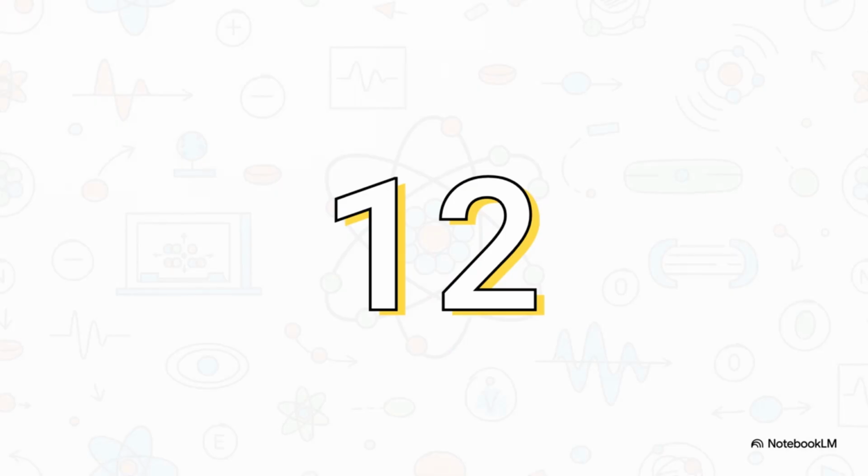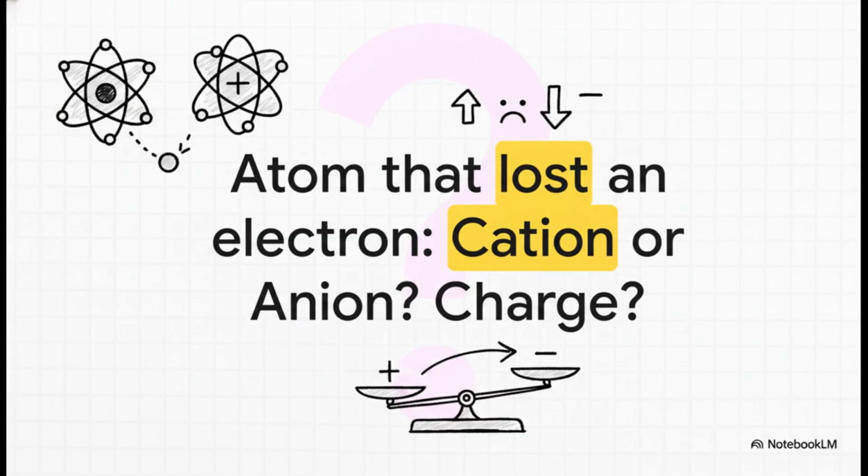Okay, did you get it? If you subtracted the atomic number 11 from the mass number 23, you perfectly calculated that this sodium atom has exactly 12 neutrons. Spot on. Moving right along to practice question 2.